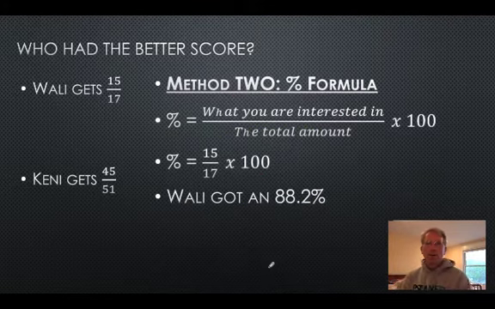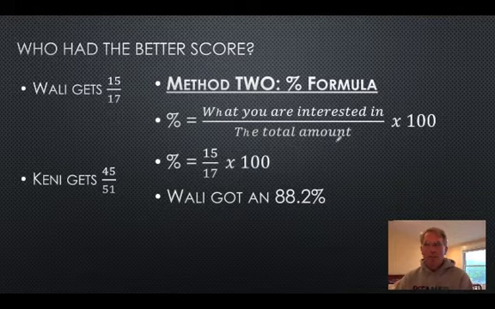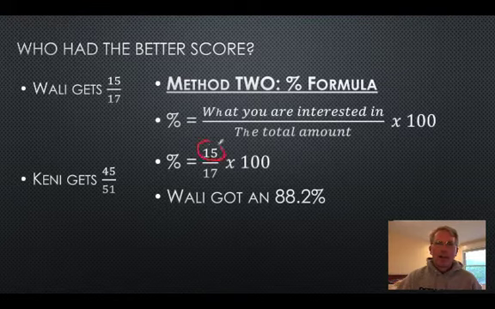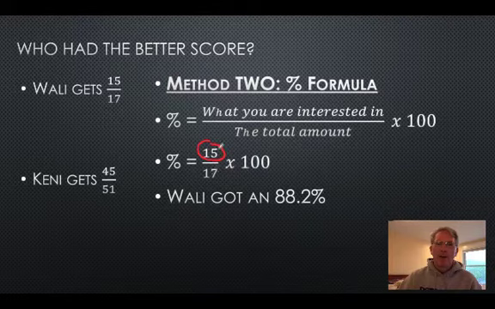If you don't like ratios, there's a way to do it with a formula. The formula says that a percentage is equal to whatever part you are interested in divided by the total amount. We're students, we're teachers, we're interested in how much you got right. So Wally got 15 points right out of 17. The total amount on the test was 17. He got 15 right. So we'll put it in the formula, 15 divided by 17, or 15 over the total, times 100, and you will get 88.2%.